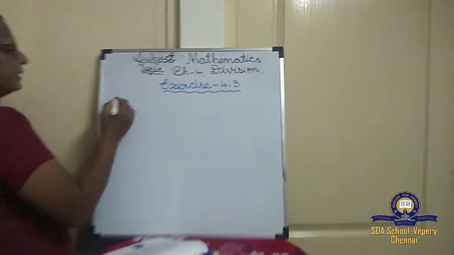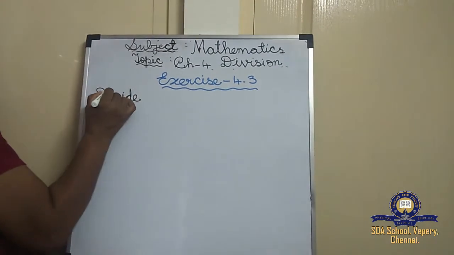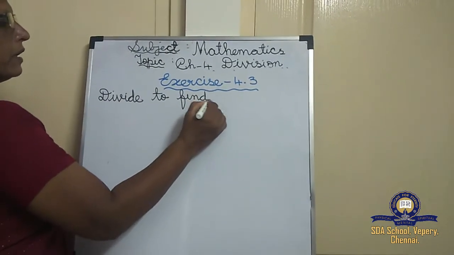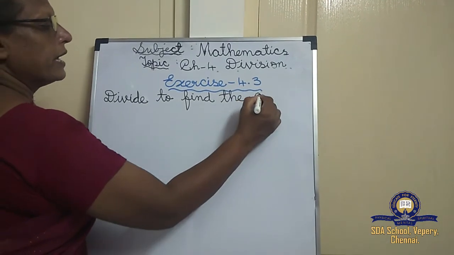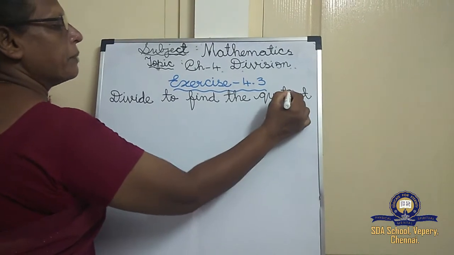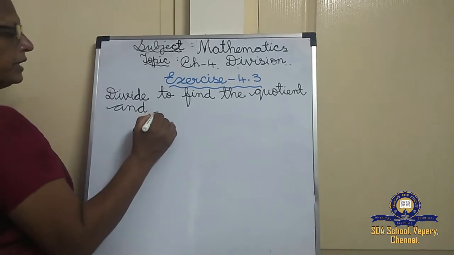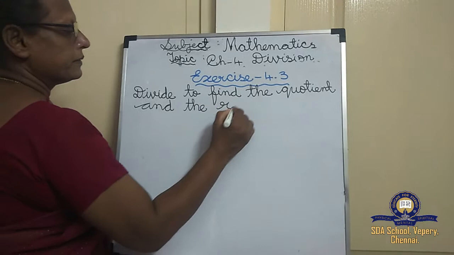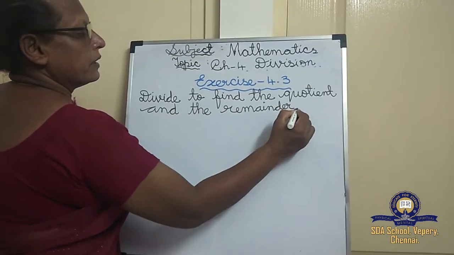Divide to find the quotient and the remainder, if any. Find the quotient and the remainder. The same thing as we learned in the last class only. Understood children? That was with single digit, now 2 digit.